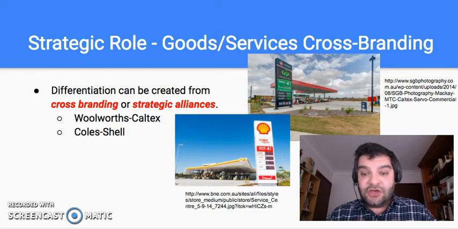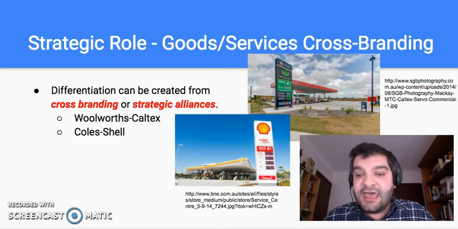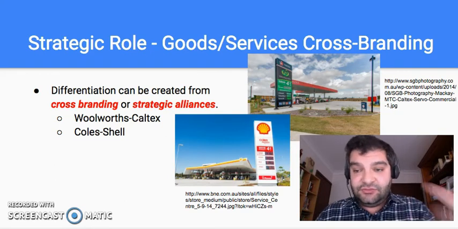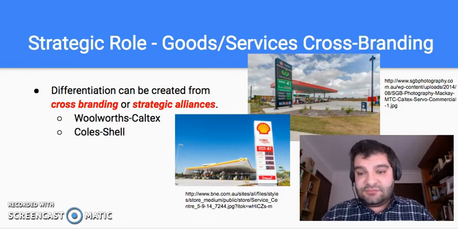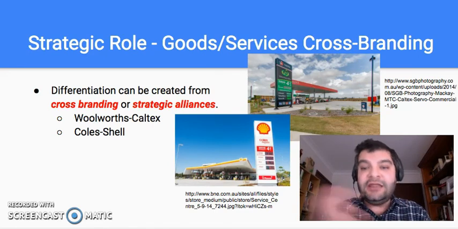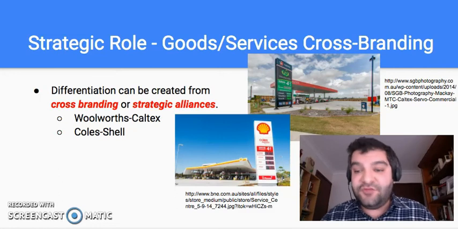And Coles and Shell as well, where they've cross-branded. They formed a strategic alliance. You still get petrol. You can still get your service station fare. You can now access Coles or Woolworths related items in that. So they're not changing the product, they're just changing how people can access the product and interact with the product.